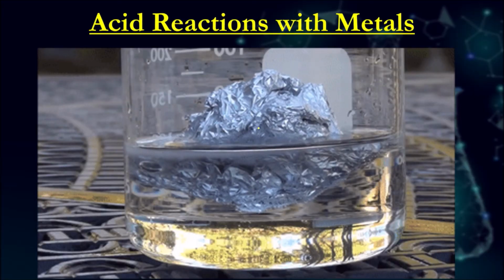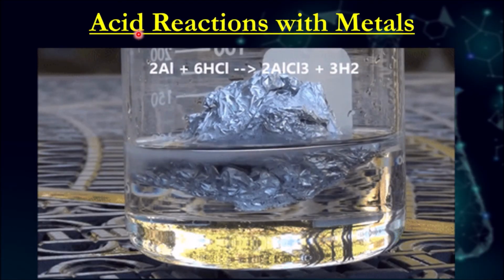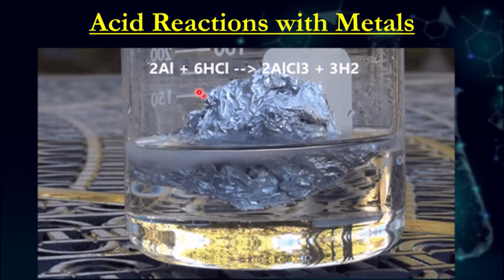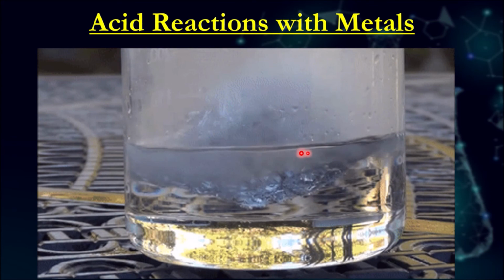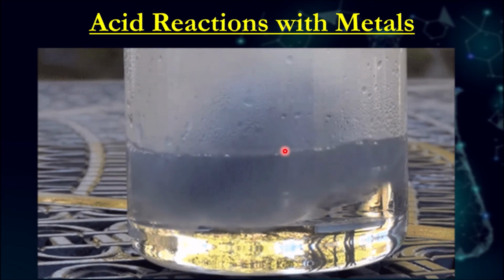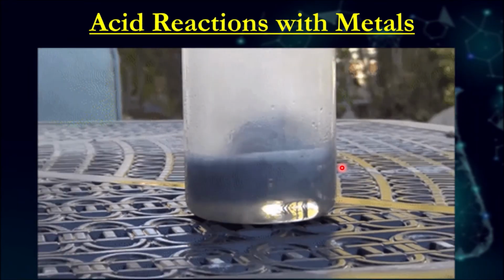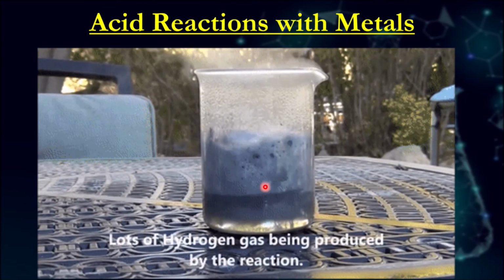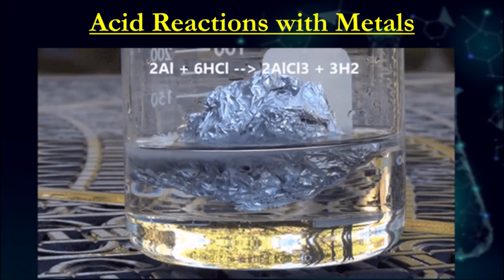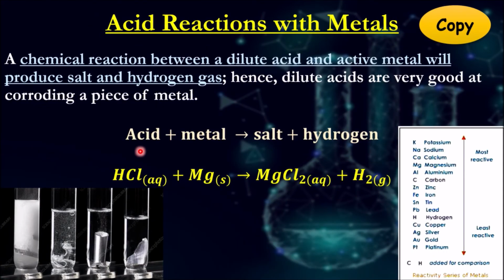Next one we have is the reaction between acids and metals. You can see here we have aluminium reacting with hydrochloric acid. You can see there's a lot of steam forming here, and that's to demonstrate that it's an exothermic reaction. You can see it's really hot and very vigorous. So what's actually happening here is when you have an acid reacting with a piece of metal, again, you form a salt and you form hydrogen, in this case, hydrogen gas.